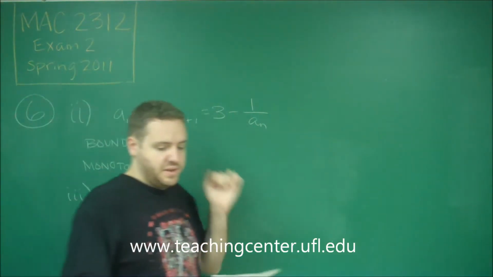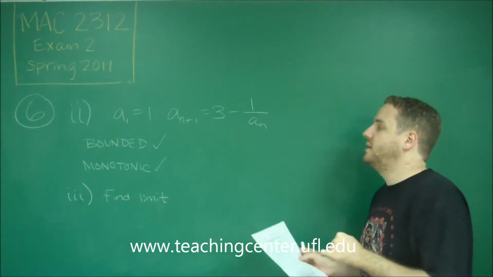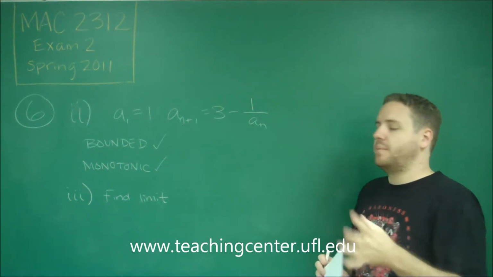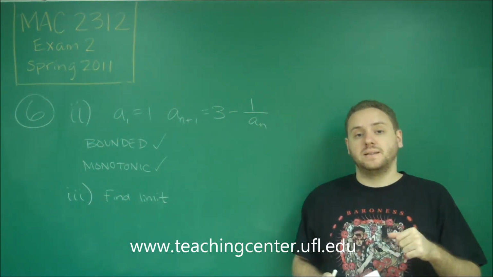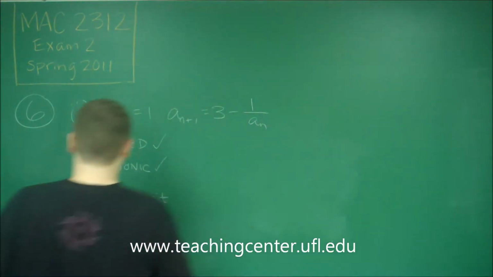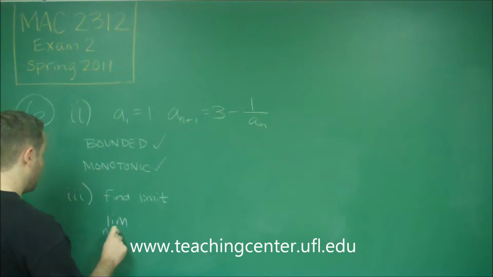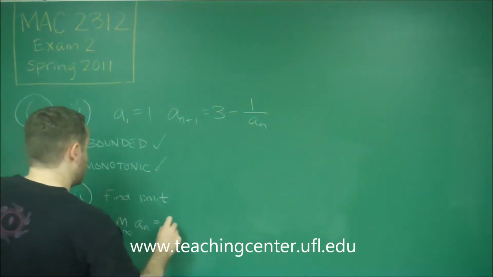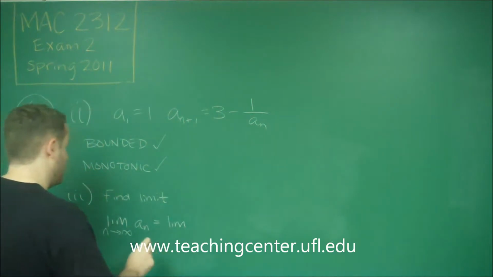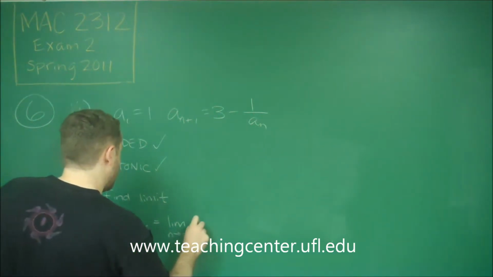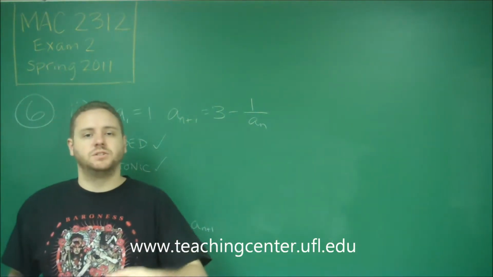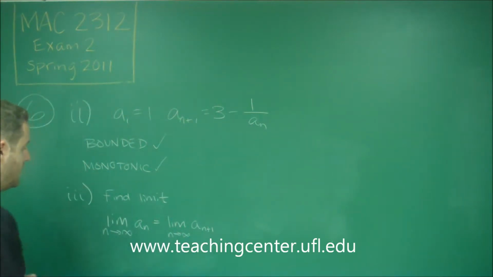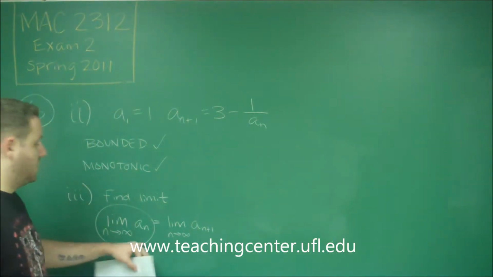Okay, so there's a couple of different things that we can do to find the limit. We know that the limit of a sub n as n goes to infinity and the limit of a sub n plus 1 as n goes to infinity need to be the same. So limit as n goes to infinity of a sub n should equal limit as n goes to infinity of a sub n plus 1, because as you're going to infinity, adding one term in the sequence doesn't do anything. Now this right here is what we're going to call L. We don't know what that is. We're trying to find the limit of the sequence.